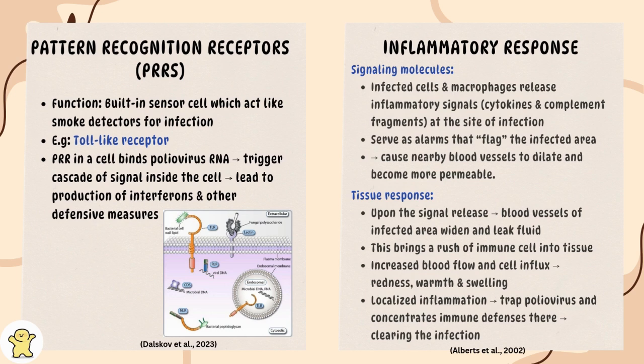Finally, inflammation, which is our emergency response. Infected cells and macrophages will release cytokines and complement that increase the blood flow and bring in reinforcements like white blood cells. It causes redness, swelling, and more importantly, heat to trap and eliminate the virus.